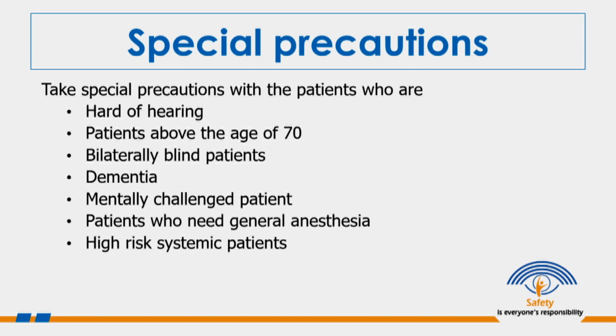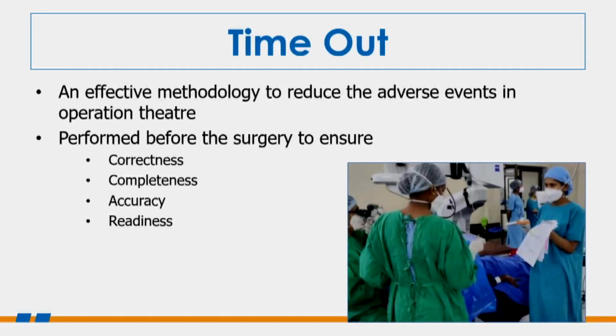And again, repeating this point, we need to take special precautions because a large number of our patients are hard of hearing. They are all above the age of 70. They are bilaterally blind. There is dementia, and some are mentally challenged. We also handle a good number of patients who need anesthesia, especially children, and high-risk systemic patients. Today, nearly 70% of patients are either diabetic, hypertensive, cardiac, COPD, or have renal problems. So there is added risk to the practice now.